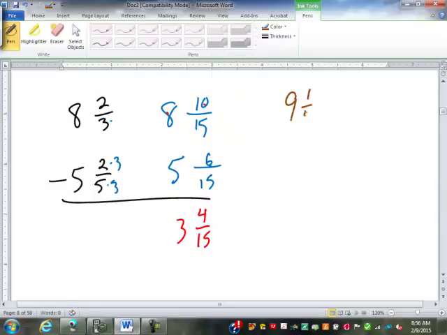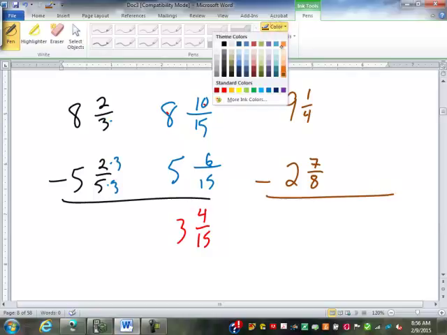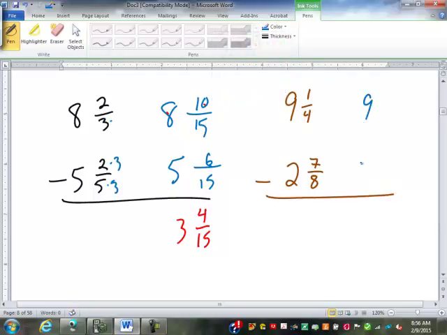9 and 1/4 minus 2 and 7/8. First of all, what's our common denominator going to be? How about 8? 16 would work, but 8 works better. So this is going to stay 7/8. This is going to become 2/8.